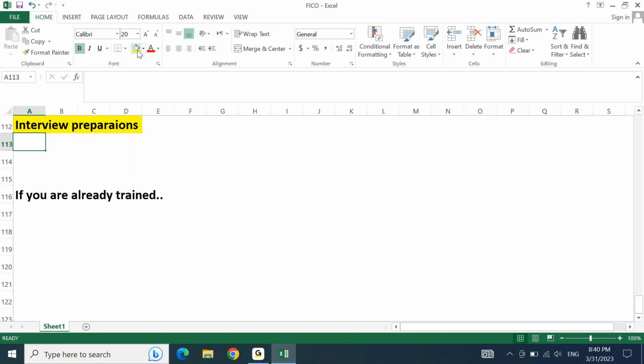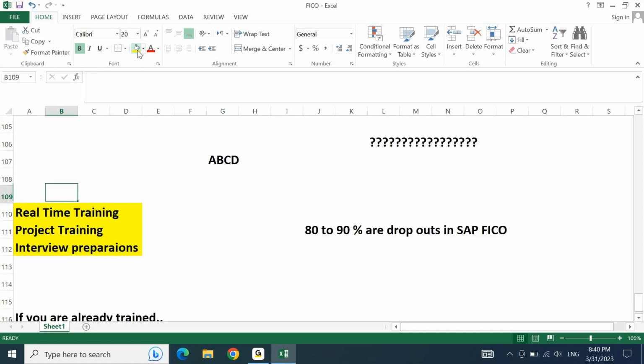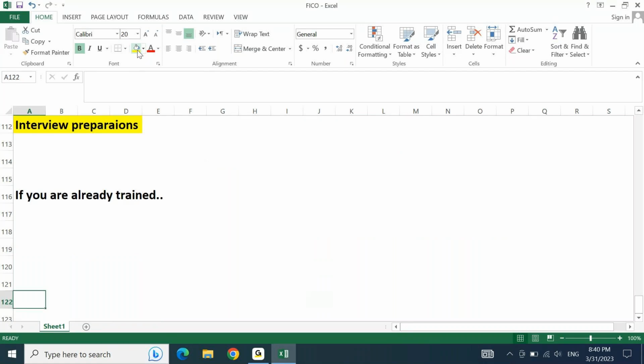You have to make yourself alert. You have to change your strategy. Otherwise, you're not going to get a job in SAP. At the end, the only result is you will be part of this 80 to 90% category. You'll have to be a dropout. Talk to different people who are working on SAP. Talk to different people who are already trained on SAP. Get to know the market reality. What is happening in the market currently? If you get into a job, what is expected from you? What are the things that you are supposed to know?